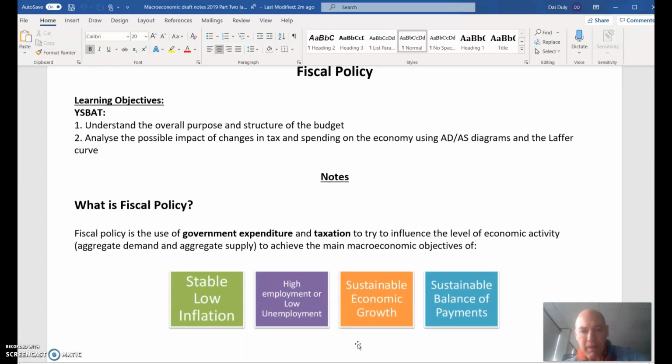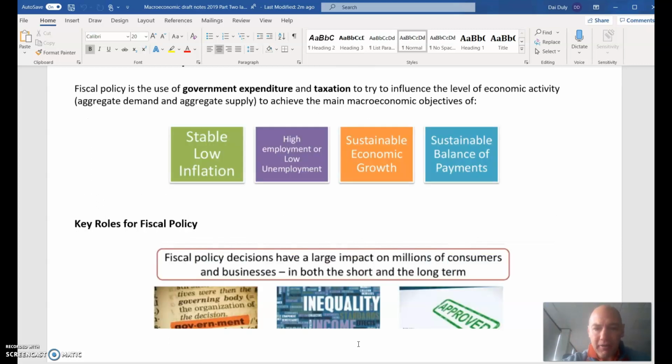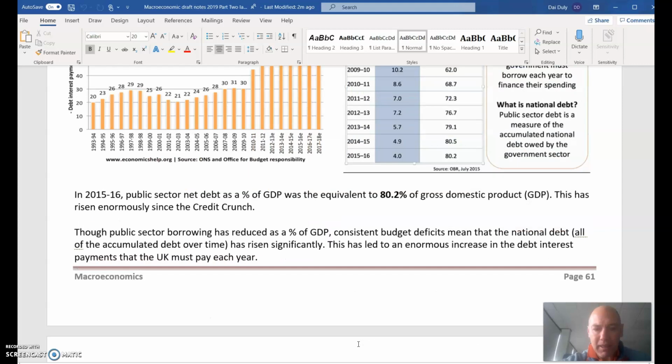So just as a quick reminder in terms of what we mean by fiscal policy, it's the use of government expenditure and taxation to influence the total level of activity within the economy. So as we found out from last session, this affects both aggregate demand and aggregate supply.